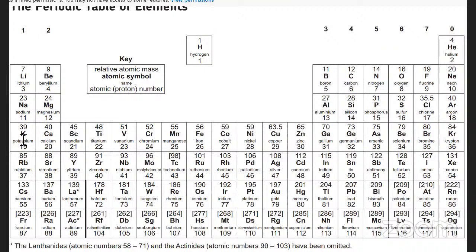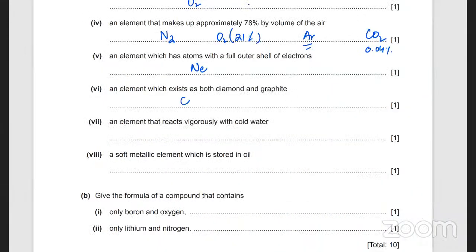ठीक है. So all group 1 metals, वो potassium वाली बात ठीक थी, but it could be any group 1 metal. They all react, and the reactivity increases down the group. So they become even more reactive when you go down the group. So all group 1 metals react violently with cold water.